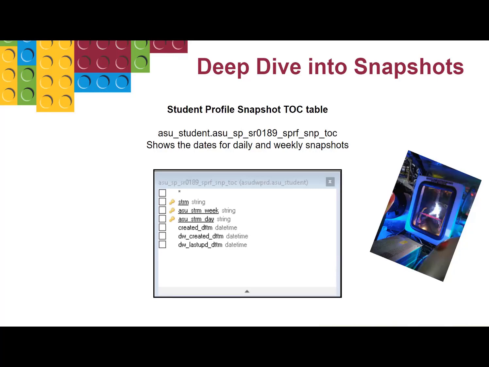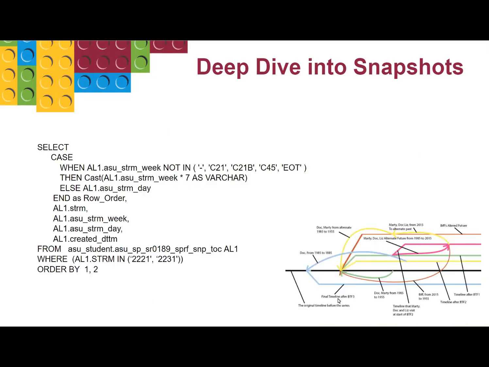So I want to deep dive into snapshots a little bit and really drill into what that data looks like when you're just looking at the snapshot days and weeks. We're going to use the snapshot TOC table to do that. So I have this little SQL query here. It's a real simple query. Don't let the SQL code scare you off. We're focusing a little bit more on the concepts here than the coding, but we will talk about what this is doing.